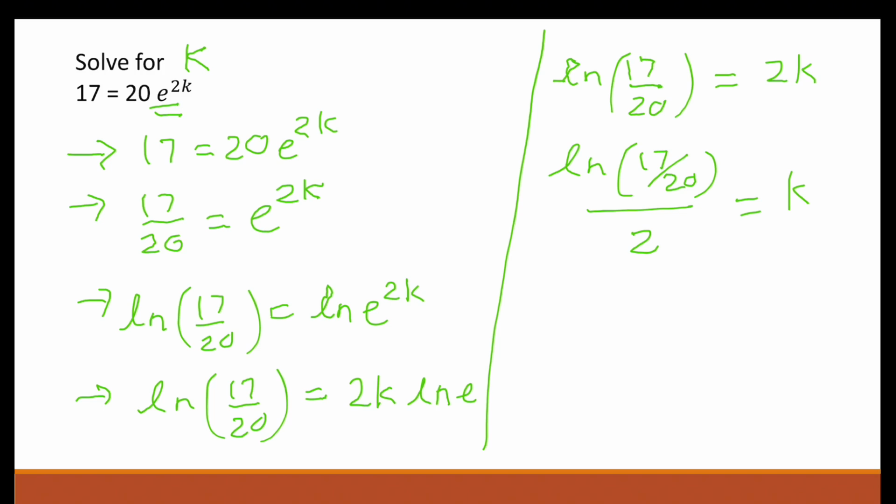Now on the test, if the graphing calculator is allowed, then you're supposed to put in the value of 17 by 20 into the natural logarithmic function and then divide by 2 to get the value of k. But if the graphing calculator is not allowed, then this answer that you have right here is totally allowed.